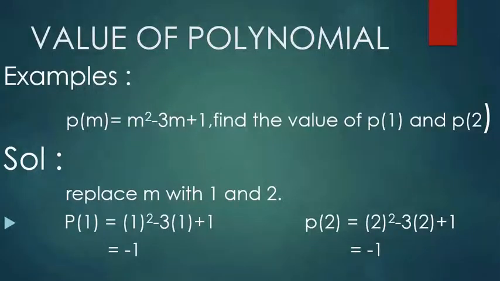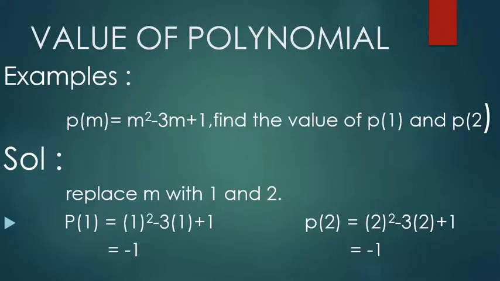Find the value of the polynomial. I guess this is better understood if you take an example. The example is p(m) = m² - 3m + 1. First, let's check whether this expression is a polynomial or not. The first term is m². m's degree is 2. It's a natural number, therefore that term is a polynomial. Minus 3m. Here m's degree is 1. This is also a polynomial, therefore the whole expression is a polynomial.